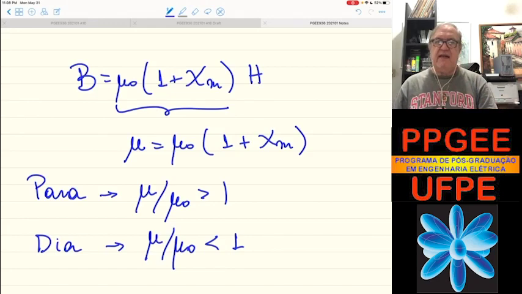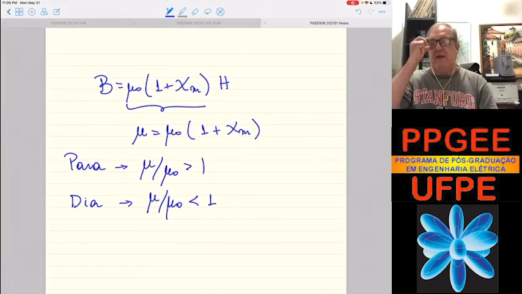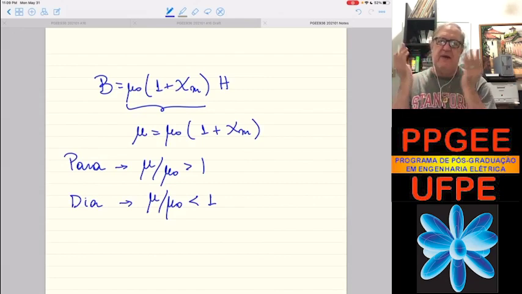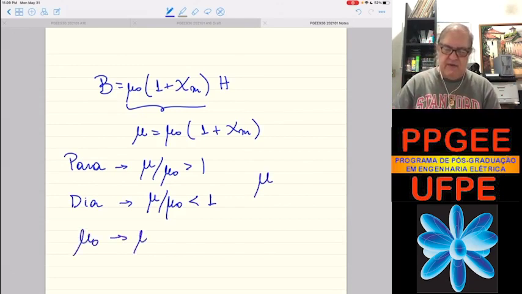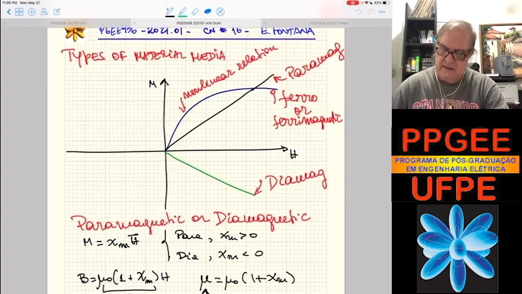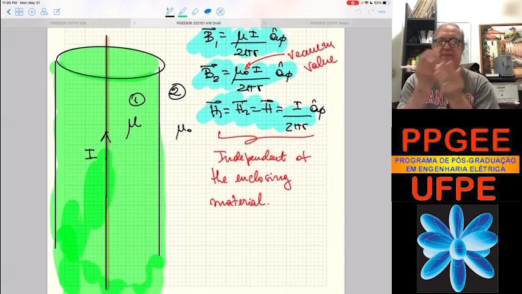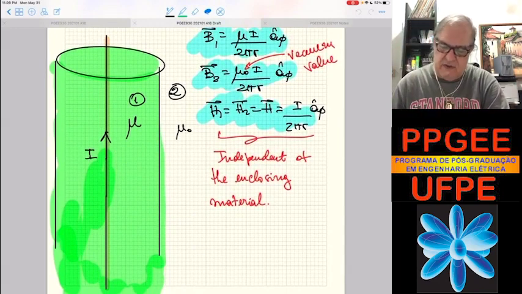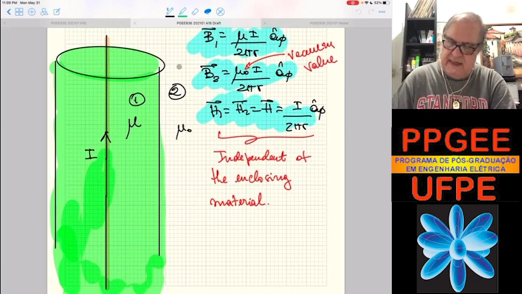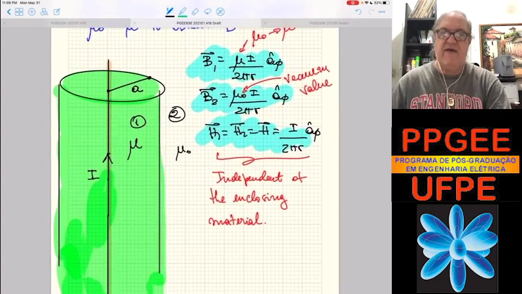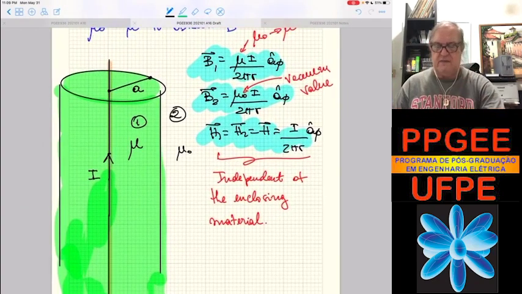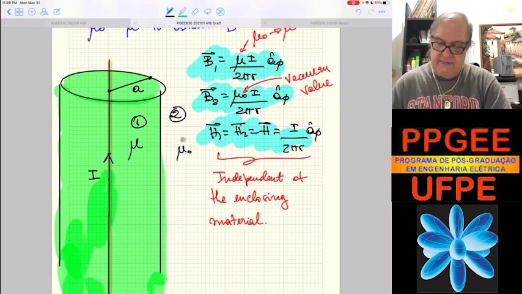For linear media, it's very, very simple to do calculations. In all the formulas, if you enclose your free current by a permeable material having a permeability equal to mu, you only replace mu0 by mu in the expressions. For instance, let's assume this problem here: you have a current, then you have a cylindrical cap made of permeable material with permeability mu, up to radius equal to A. Outside, the permeability is that of vacuum.